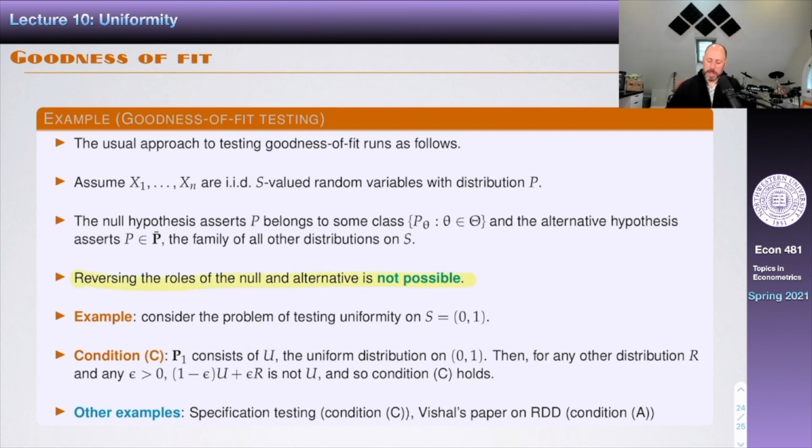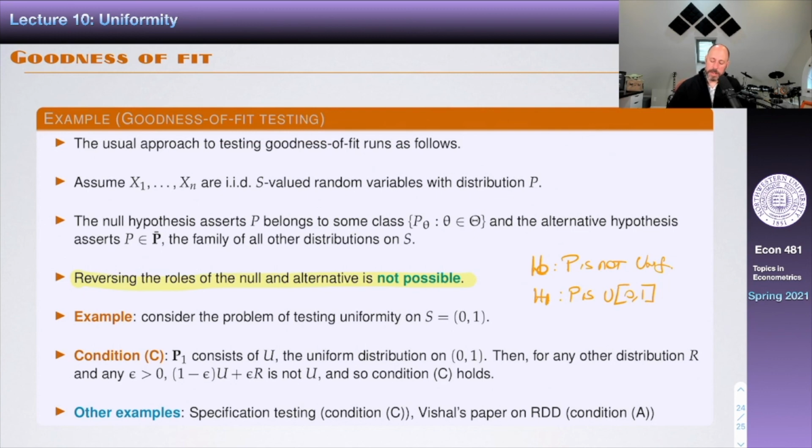So consider the testing problem. Suppose you want to test uniformity on [0, 1]. Then suppose now that you flip the alternative. So H naught is that P is not uniform, and then the alternative would be that P is uniform on [0, 1]. That would be reversing the roles.